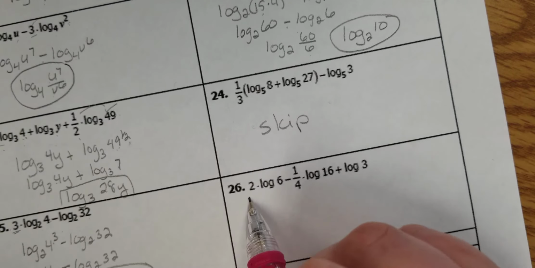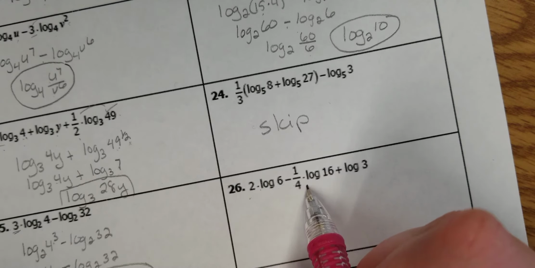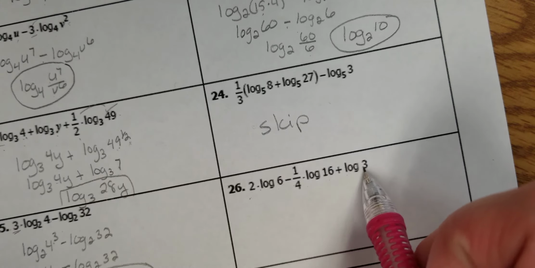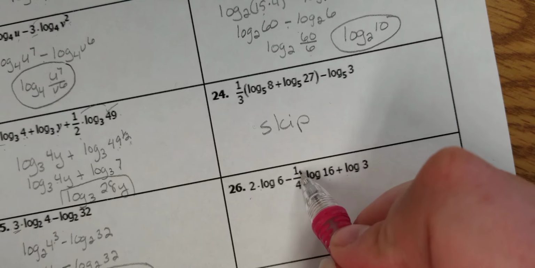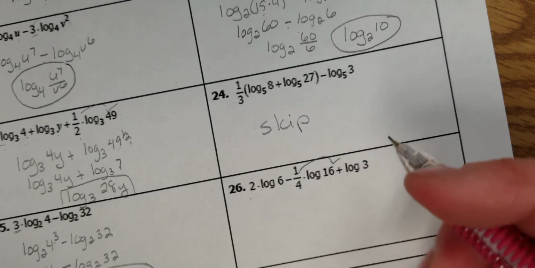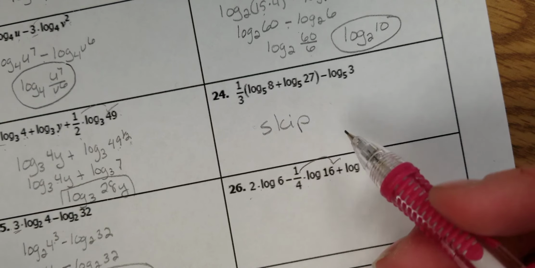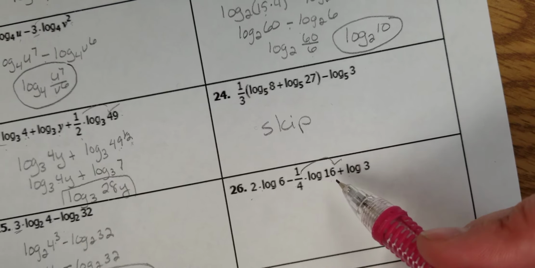Now, we have 2 log of 6 minus 1/4 log of 16 plus log of 3. We're going to talk about this 1/4 power. So if 1/2 is the square root, 1/3 is the cube root, 1/4 is the 4th root.